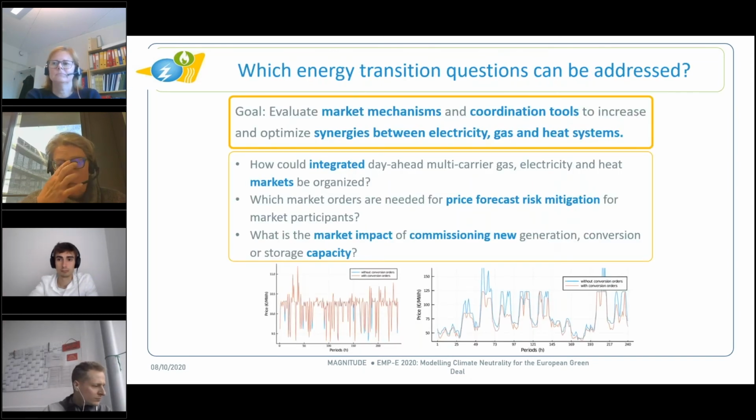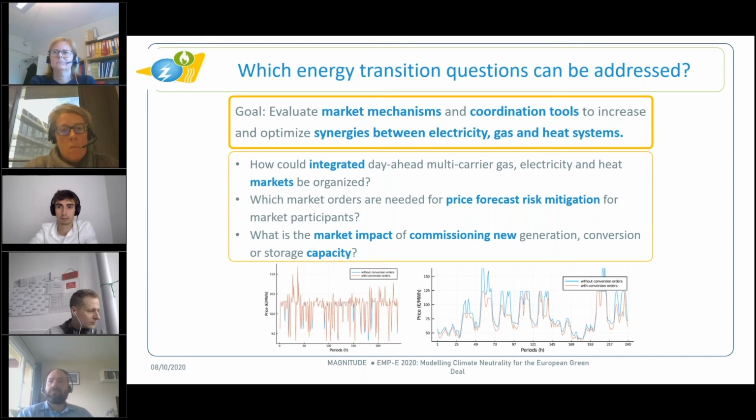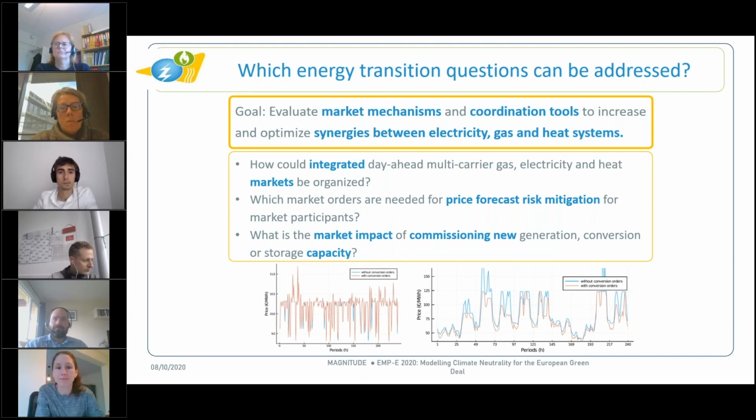What this tool can be used for is to evaluate different multi-carrier market designs, in terms of economic efficiency or operational integration of renewable energy sources. And then this, we expect, can help the European Commission, regulators and market operators make an educated decision about what the market adaptations should be, so that we really reach better sector integration and really leverage additional flexibility, for instance from the gas sector to the electricity sector.